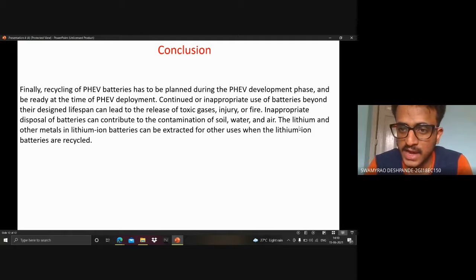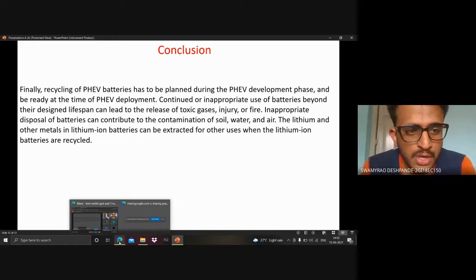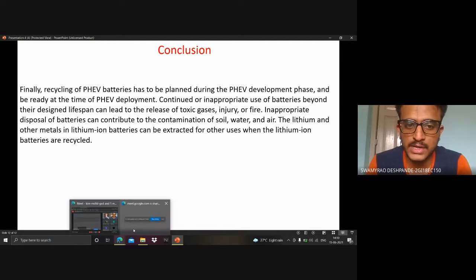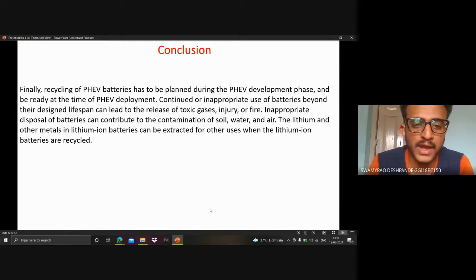Either we can decrease the current or we can increase the voltage. So by changing the power outlet configurations, we can have a low charging time for PHEV batteries. And improper use of PHEV batteries, that means using them beyond their design lifespan, leads to the release of toxic gases, and it may lead to fire and toxic gas injury. Improper disposal of these batteries can also cause contamination of soil, water, and air.